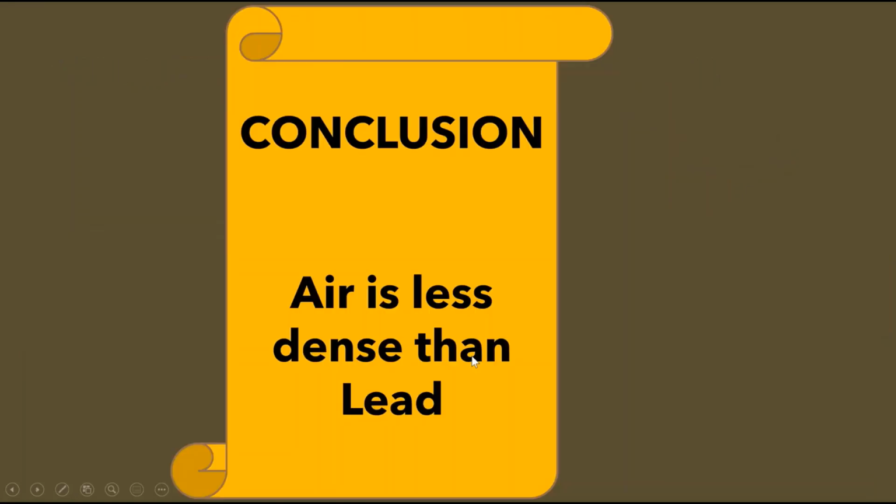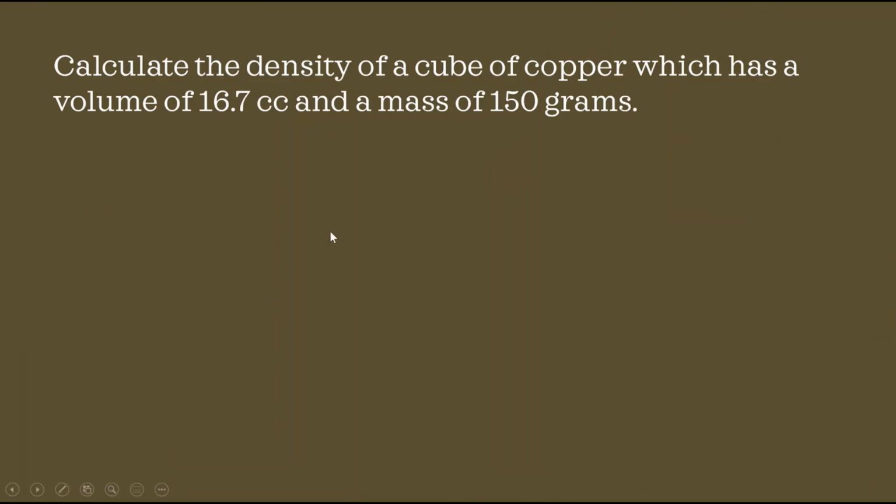So what's your conclusion now? The conclusion is that air is less dense than lead, right? Because air occupies a big volume. So when volume is more, that means the density is less in this case. Let's use one example, a numerical, to understand more about density.